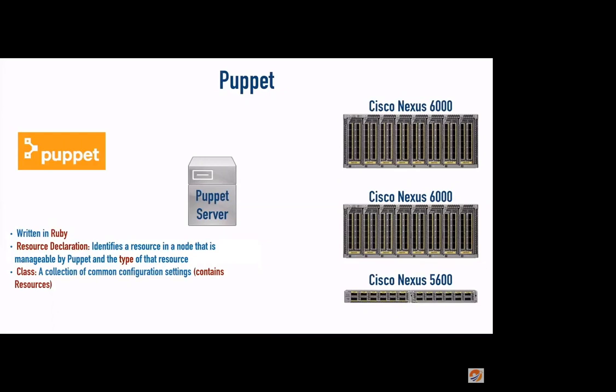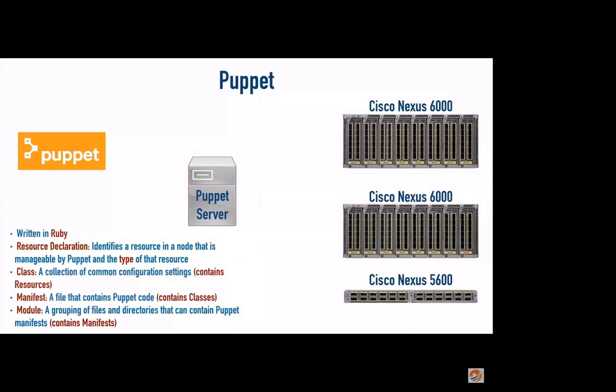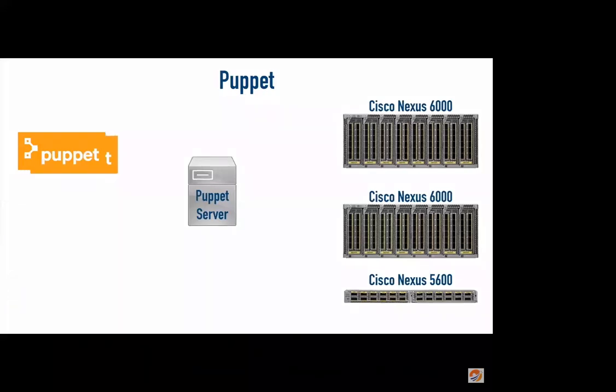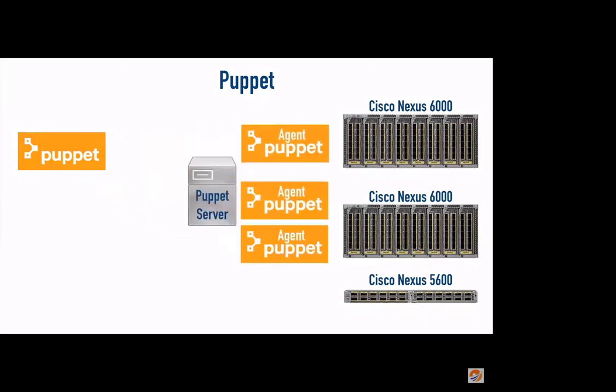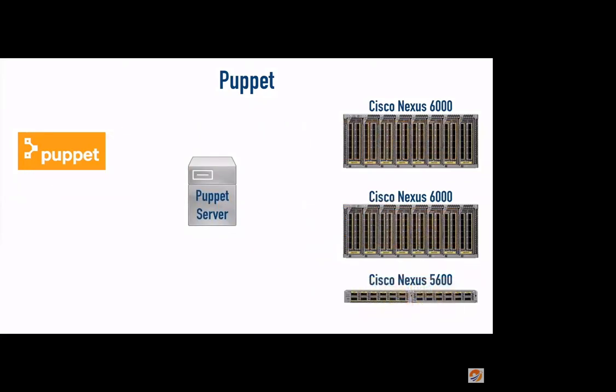And then we can take a collection of those common configuration settings and group them together in what's called a manifest. This is the Puppet code. This is what gets sent out to our devices. This manifest is going to accomplish a particular job, and it's going to contain a collection of classes. And we probably have more than one manifest to do different jobs, and we can store those in a repository called a module. And in order for this to work, we need to install a Puppet server on a server, and we have to install Puppet agents on the devices that we're going to be managing. And we'll need to do that to our Cisco Nexus switches as an example.